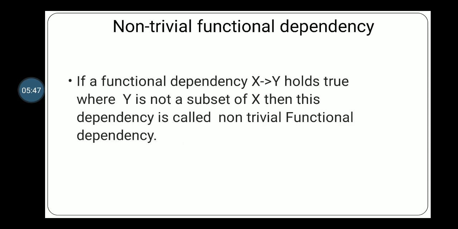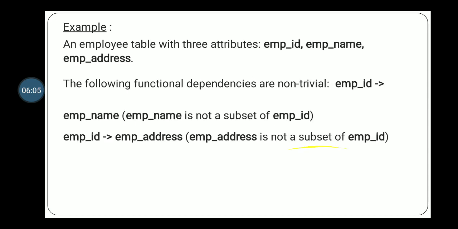The next is non-trivial functional dependency. What is non-trivial functional dependency? Trivial means which derive itself. It has to form a looping, and Y must be a subset of X. Here Y should not be a subset of X. That is called as non-trivial functional dependency. RHS and LHS must be different to each other.